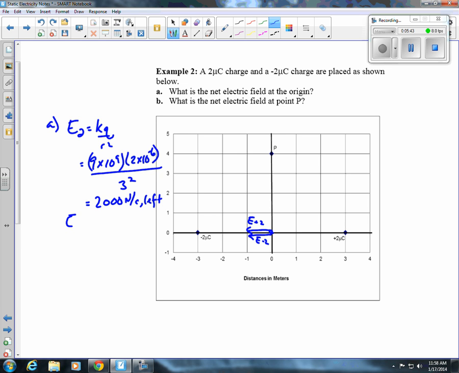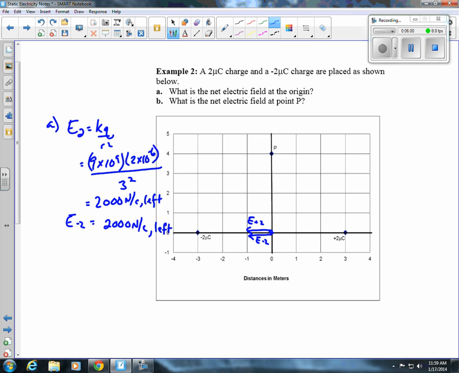Now, E for minus 2, everything's identical, right? It's the same size charge. It's charge 2, so the negative sign. It's the same distance away, so that's also going to be 2,000 newtons per coulomb. I don't have to redo the math. And that's going to be left.